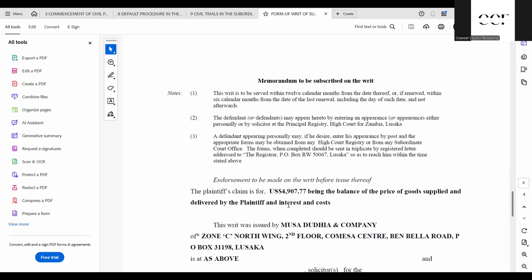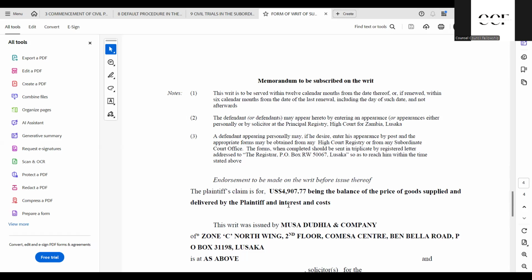Okay, they can respond to this writ that is addressed to them through their lawyers or by themselves. Where do they enter appearance? At the High Court Principal Registry. Remember, I mentioned that this is a writ in the High Court. Even if we're dealing with a writ in the subordinate court, you're supposed to note these differences. If it were in the subordinate court, the registry would be different, and this directs the defendant where they're supposed to enter their appearance.